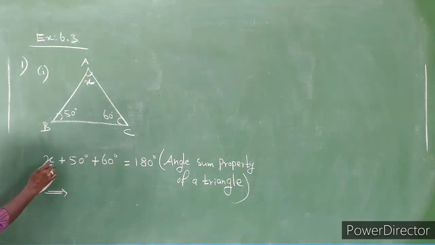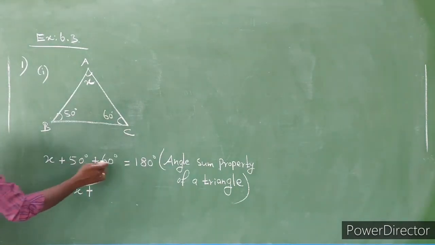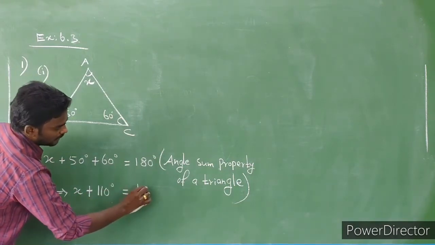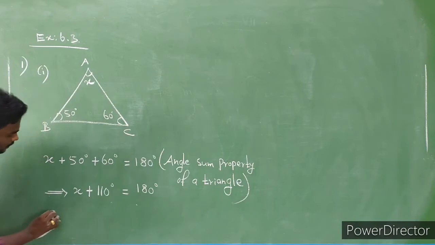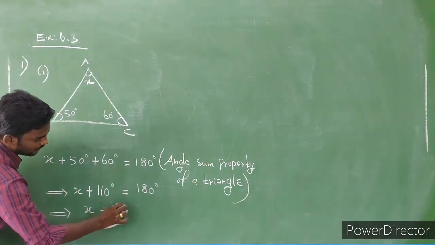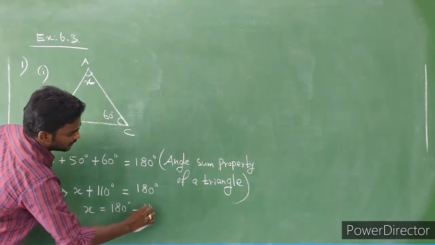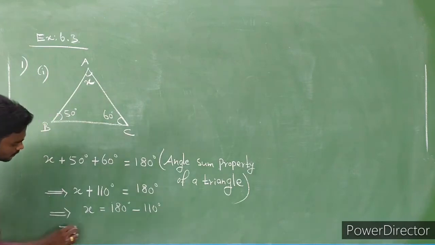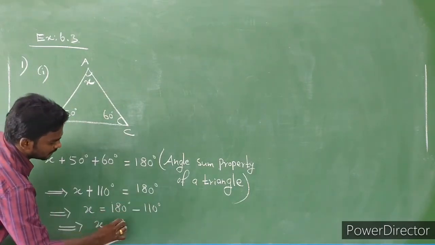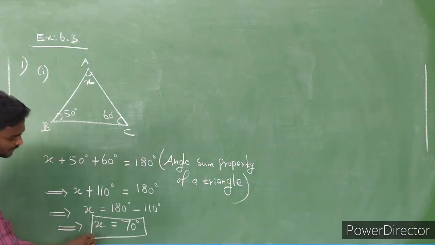Implies that x plus 50 plus 60. So x plus 50 plus 60 value is 110 degree, which is equal to 180 degree. Implies that keep the value x in the left side and 180 in the right side. This 110 is transposing to minus 110 degree. So the value of x is equal to 180 minus 110, that is 70 degree. So the value of angle x is 70 degree.